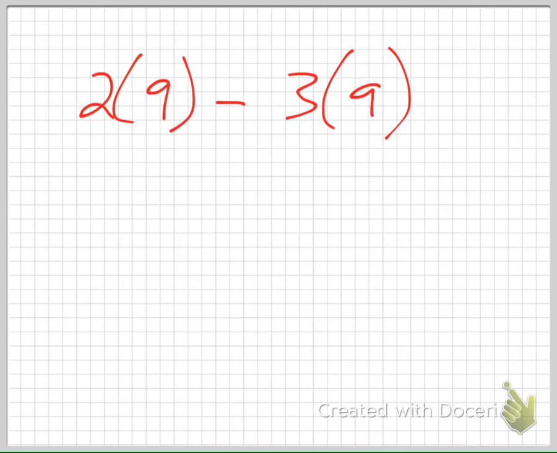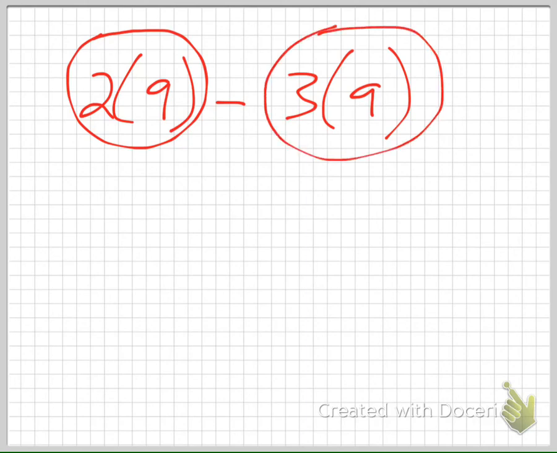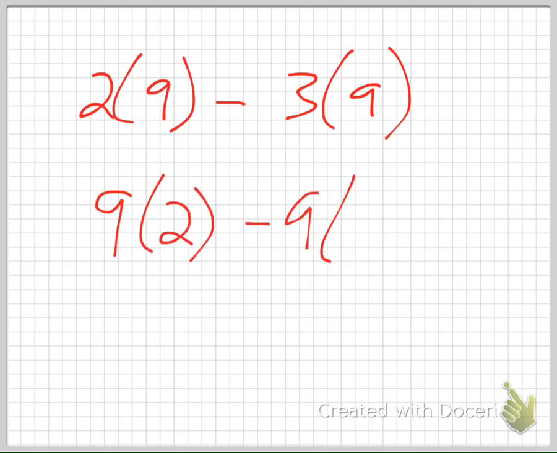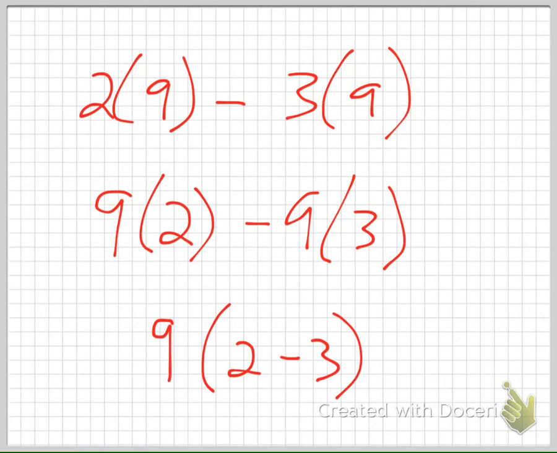It's kind of a weird one. Let me show you. What's the difference between 2 times 9 and 9 times 2? What's the difference between 3 times 9 and 9 times 3? So isn't this 9 times 2 minus 9 times 3? Isn't that the same exact thing? And then all of a sudden you go, oh, it's 9 times 2 minus 3. Do you see what I'm talking about? What's 2 minus 3? Negative 1. 9 times negative 1?